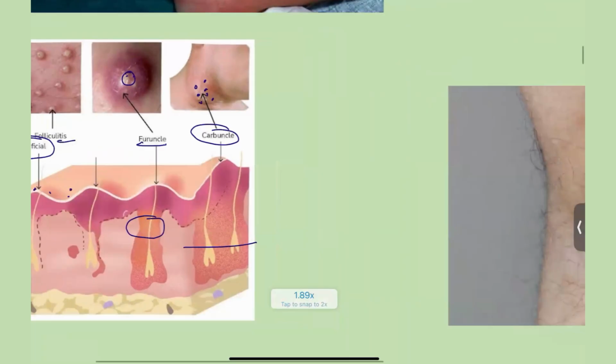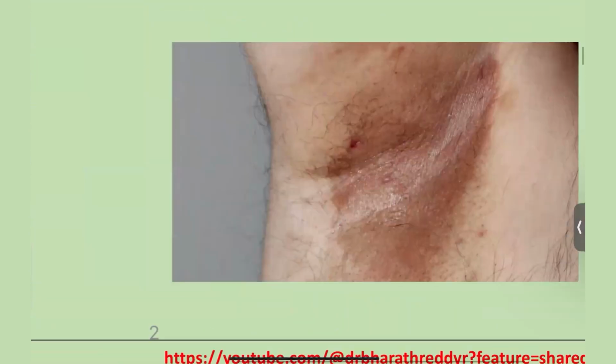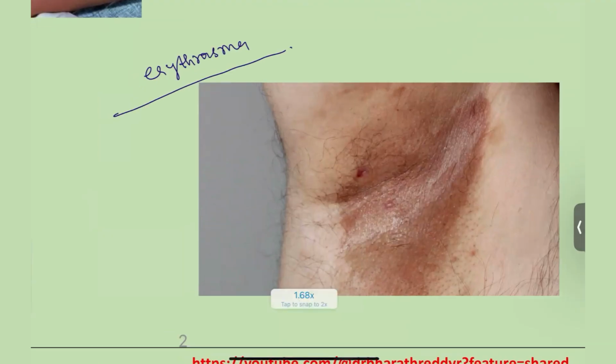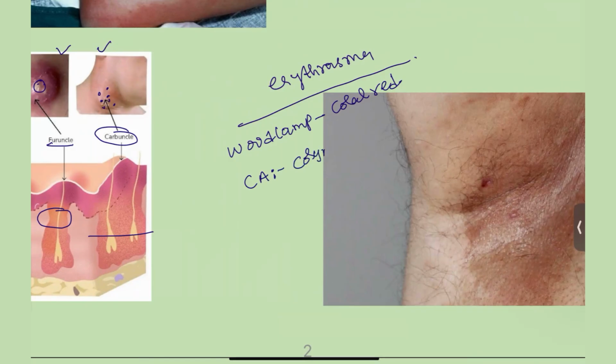Furuncle and carbuncle are treated with incision and drainage, whereas folliculitis can be treated with oral or topical antibiotics. Next picture, here you can see this is erythrasma, right? This is a misnomer, sometimes included with the tinea infections. Under the Wood lamp, what color will you see? Coral red appearance. What is the causative agent for this, guys? Corynebacterium minutissimum. This is the most common cause of erythrasma.